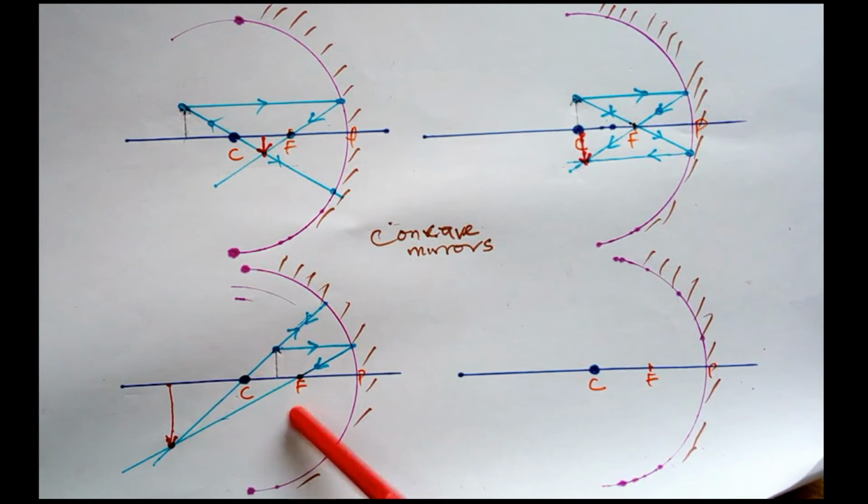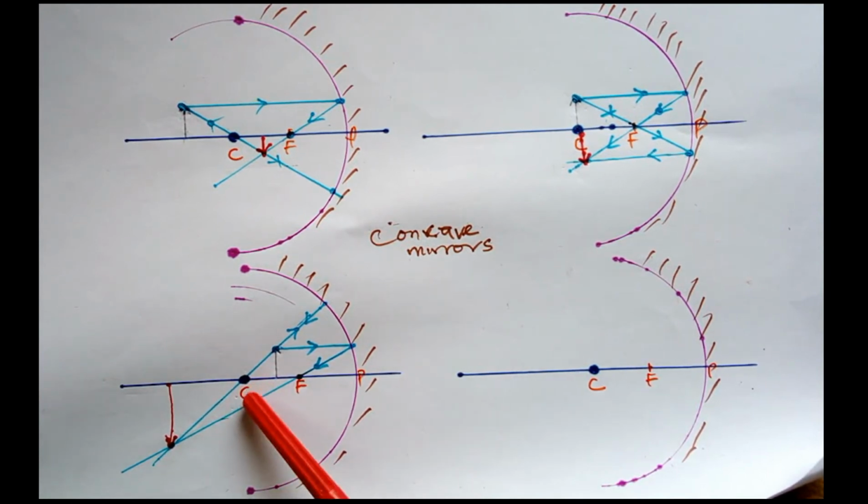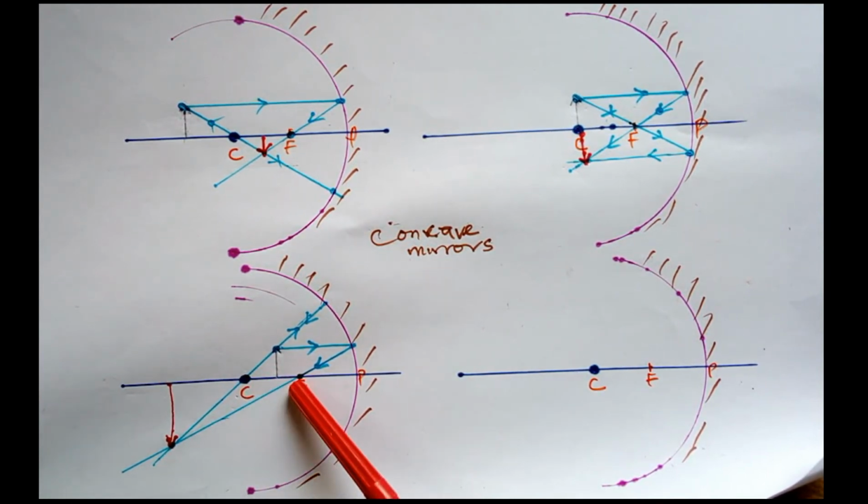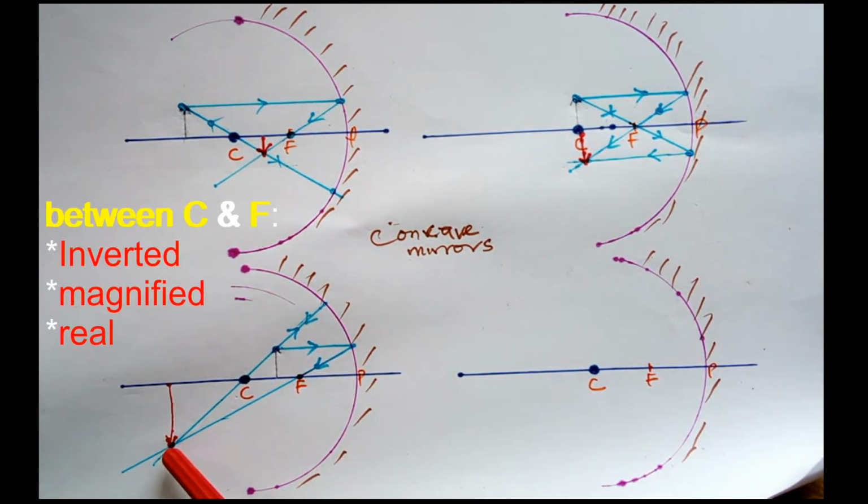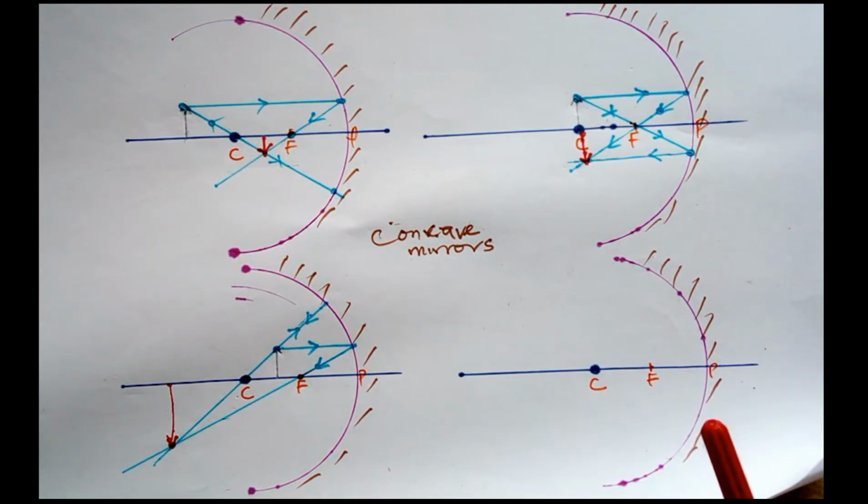So the characteristics of the image formed when the object is between C and F is: one, the image will be real, it's going to be magnified, and it's going to be inverted. So let's do the third one.